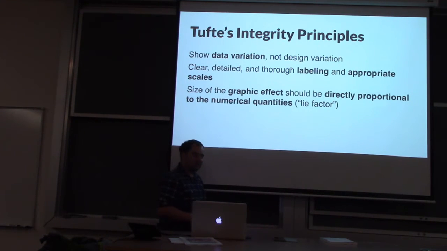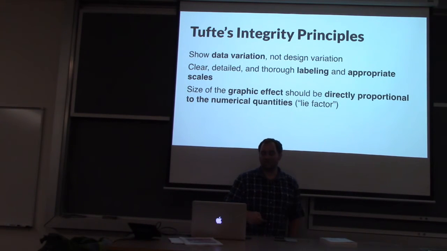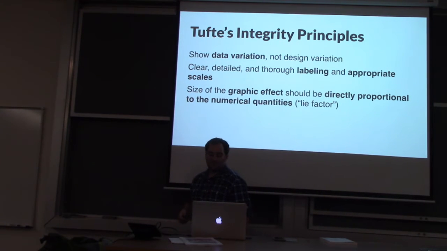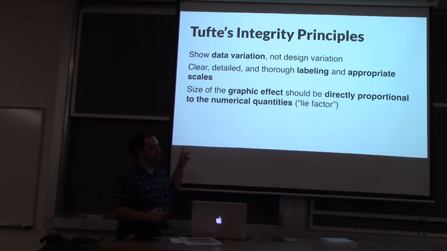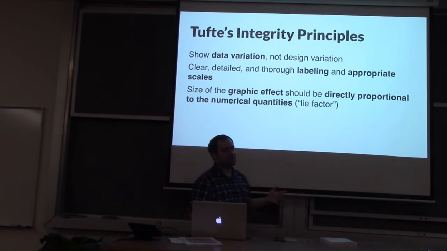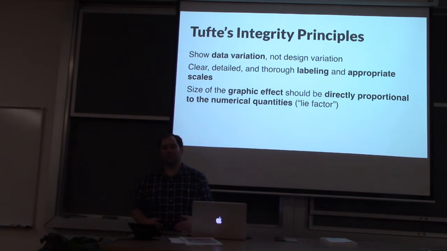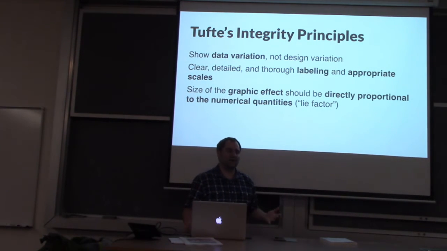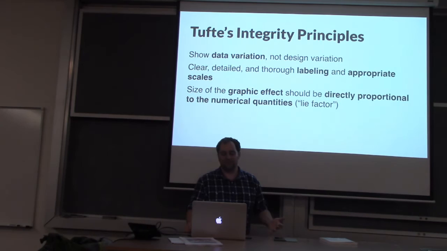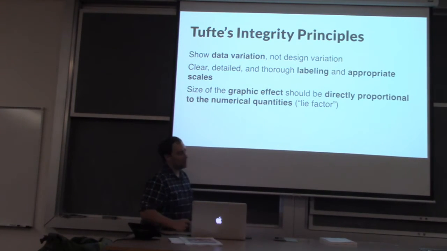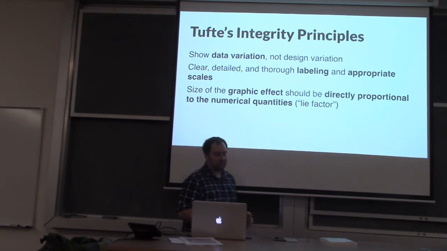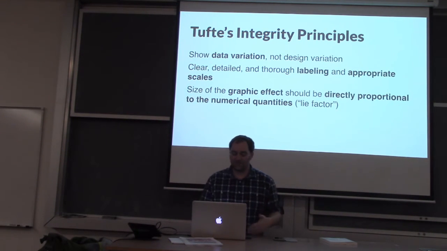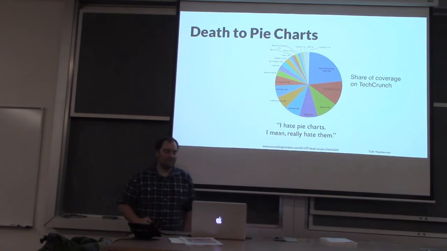So Tufte's integrity principles are about showing the data variation and not the design variation. It's about clear, detailed, and thorough labeling and appropriate scales. A common beginner's mistake is to not include the labels. I've taught this class before, and many of the projects show some data, but they don't actually label what is going on. That is a common problem. And the size of the graphic effect should be directly proportional to the numerical quantities. If it's not, we have this lie factor to quantify it.